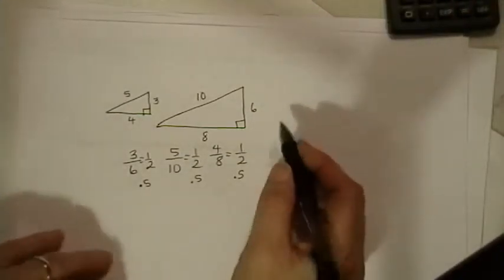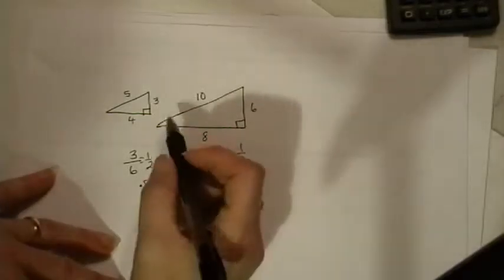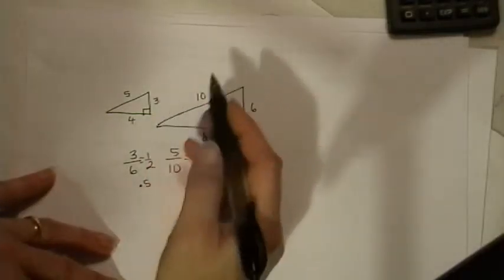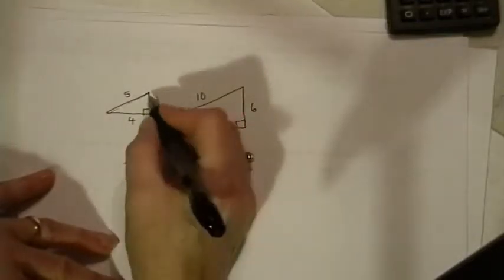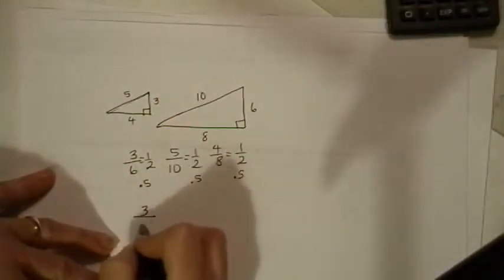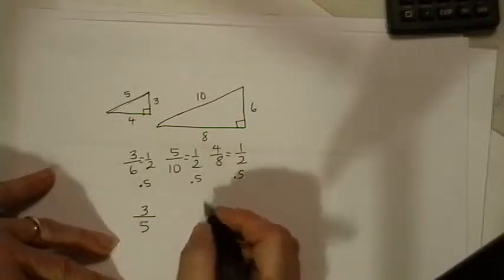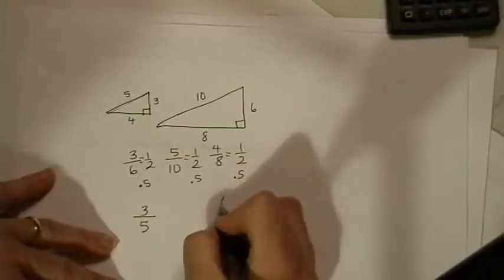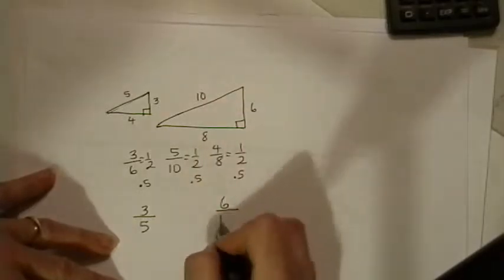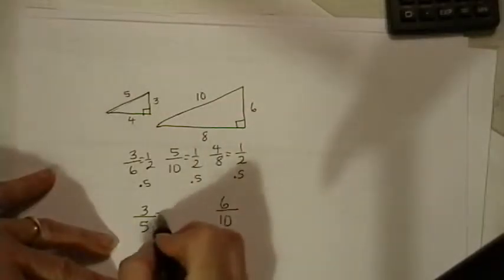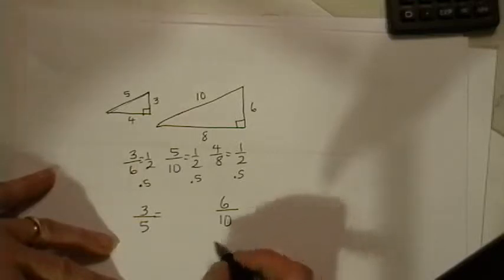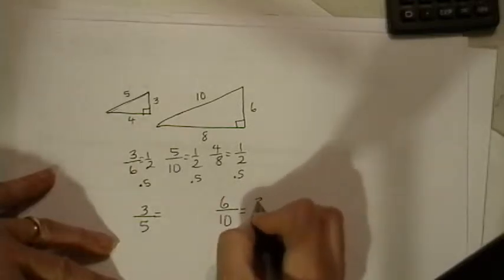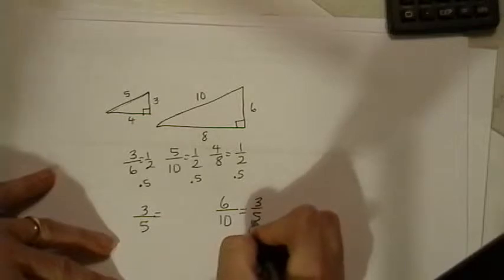similar. Now another thing you can do is compare their sides within each triangle. So you could compare maybe the short side and the long side. Okay, the short side is 3 and the long side is 5. And over here, the short side is 6 and the long side is 10. So the ratio of the short to the long side on this triangle is 3 to 5, and on this triangle is also 3 to 5.